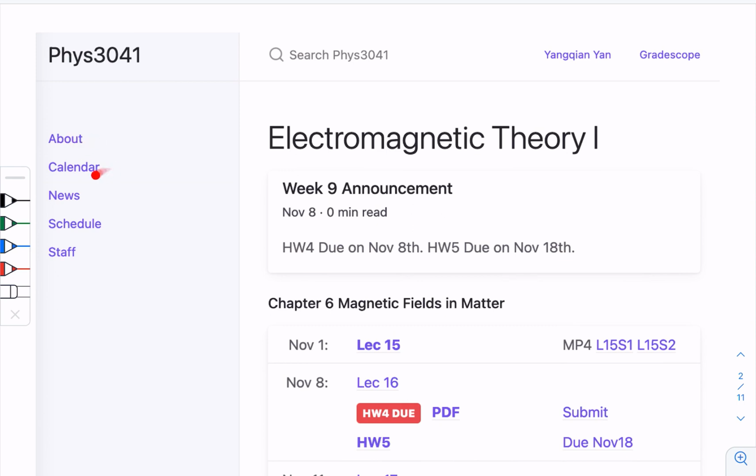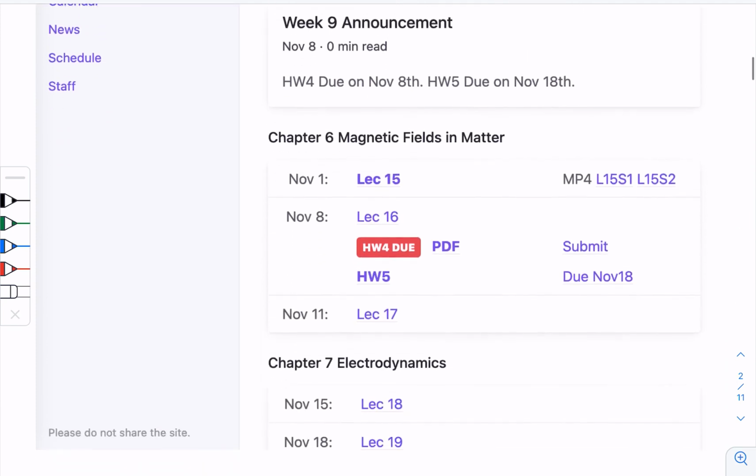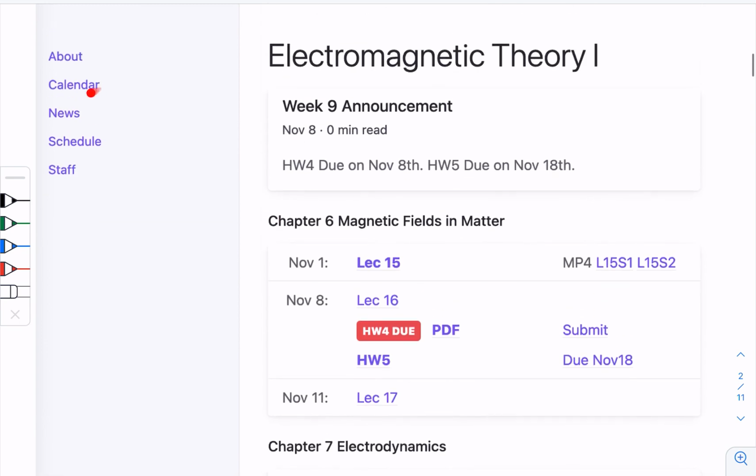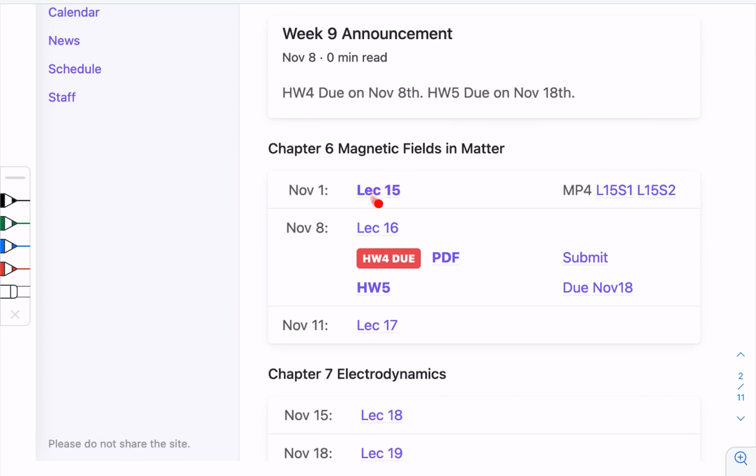And here, the calendar is simply the timeline. This only includes a fraction of the timeline, right? Because it starts at chapter 6. If you click on the calendar here, it will actually take you back to chapters 2, 3, 4, 6, and it includes everything there. Here there is already a link to the PDF of the lecture notes.